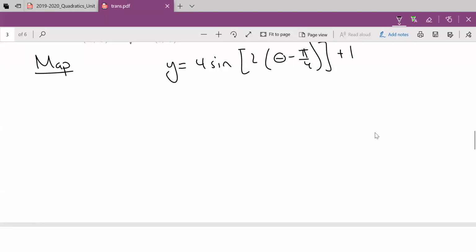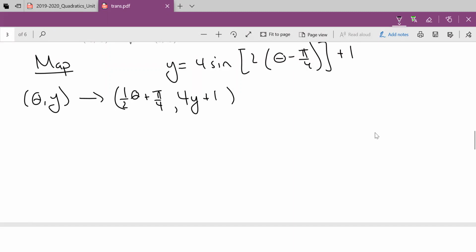How am I going to transform those points? Well, I'm actually going to go back to a very useful skill we learned in transformations. I'm going to make a map. So our map, we're going to go (theta, y) is going to become, well, order matters, so let's go in proper order. Vertical stretch by 4, that's our amplitude. Horizontal stretch by a half, that's going to affect our period. The phase shift of pi quarter units to the right, up 1.